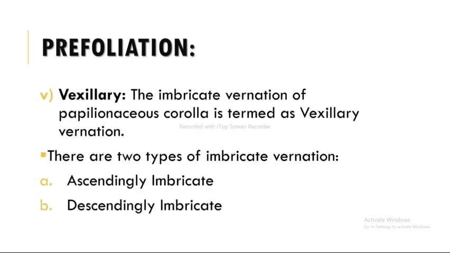The next type is the vexillary. In vexillary vernation, the imbricate vernation of the papilionaceous corolla is termed vexillary vernation. And there are two types of imbricate vernation. The first type is ascendingly imbricate and the second type is descendingly imbricate.